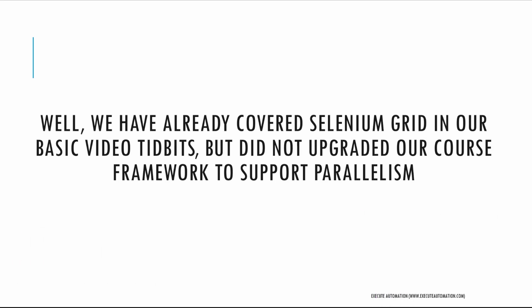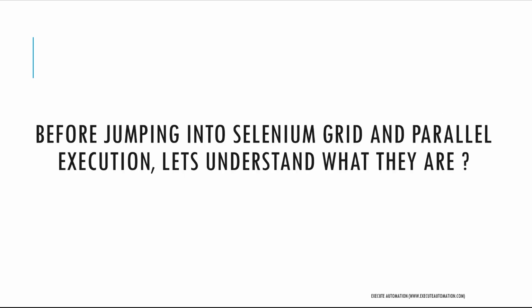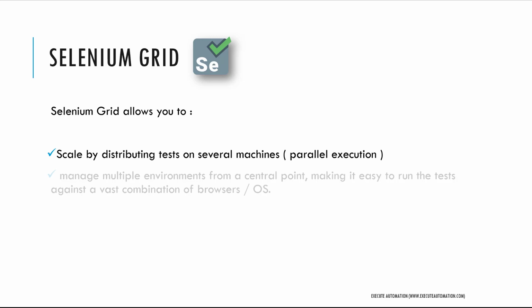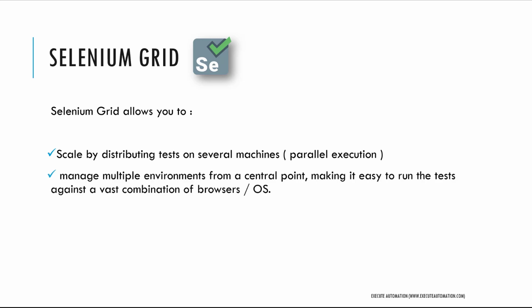Well, we have already covered Selenium Grid in our basic video tidbits, but we did not upgrade our current course framework to support parallelism. So before jumping into Selenium Grid and Parallel execution, let's understand what they are. Selenium Grid allows you to scale by distributing tests on several machines like parallel execution, and then it manages multiple environments from a central point, making it easy to run the test against a vast combination of browsers and operating systems.